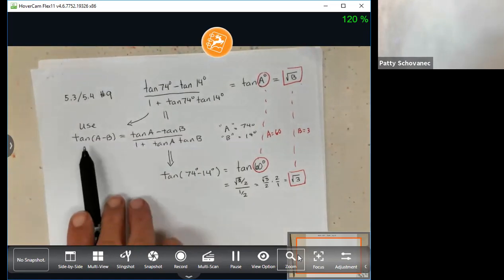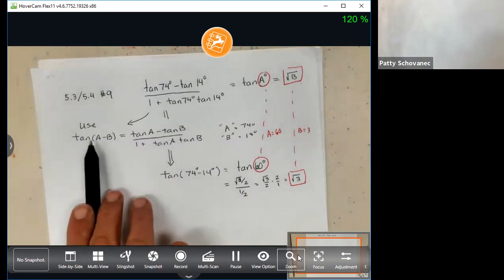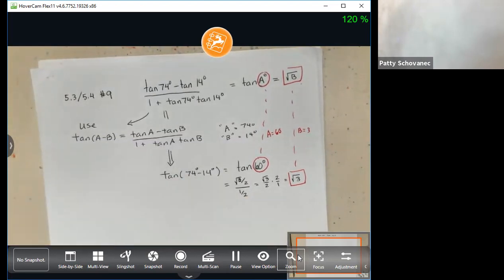So not only do we need to be able to use the formulas from this form and spread it out to that form, but recognize it from its spread out form to its condensed form. Okay. Any others?